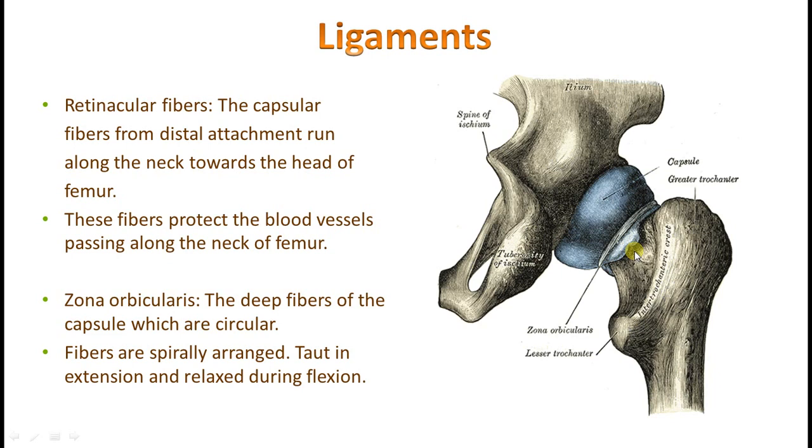Okay, so I already told you that the fibers are spirally arranged, tight during extension and relaxed during flexion. The inferomedial part of the capsule is the weakest. It is not reinforced by any ligaments, same as your shoulder joint, where we have seen that inferiorly it is not supported by any structures. Your rotator cuff supports the joint anteriorly, superiorly and posteriorly, but not inferiorly. The capsule just dips 1 centimeter here also, but it is not as weak as the shoulder joint.